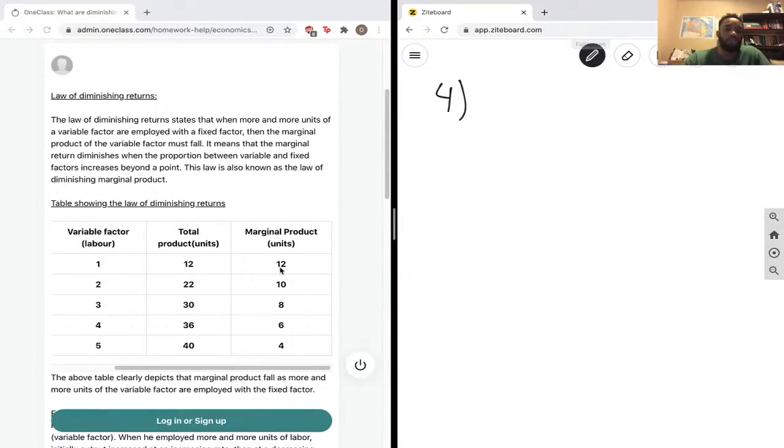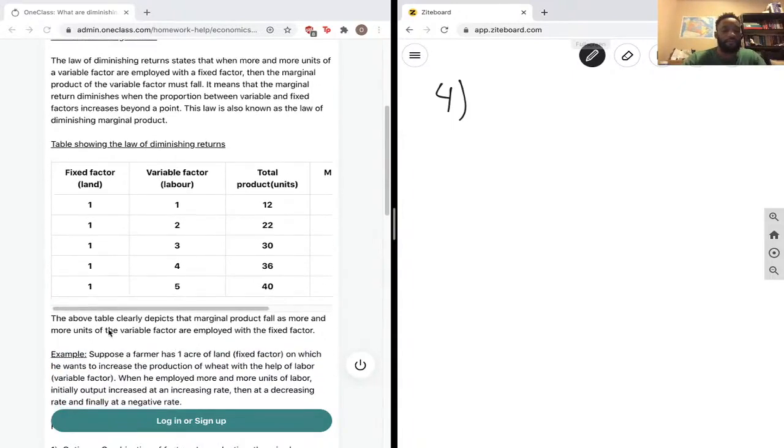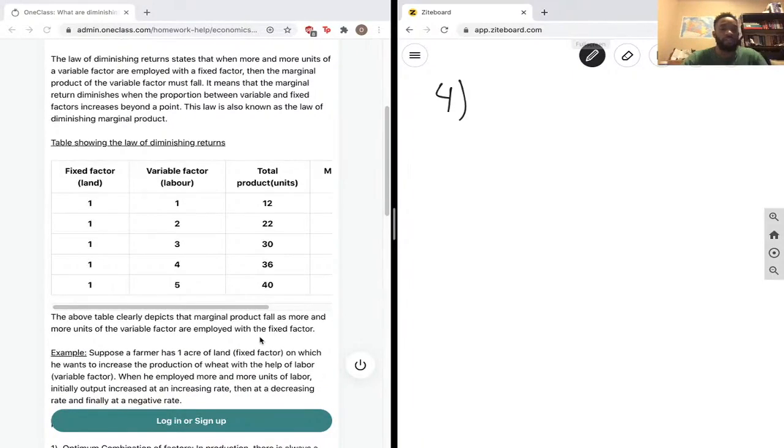So from here we see it's 12 when there's 1 unit of labor, 10 when there's 2, 8 when there's 3, 6 when there's 4, and 4 when there's 5. The above table clearly depicts that marginal product falls as more and more units of a variable factor are employed with the fixed factor. The fixed factor here is land.